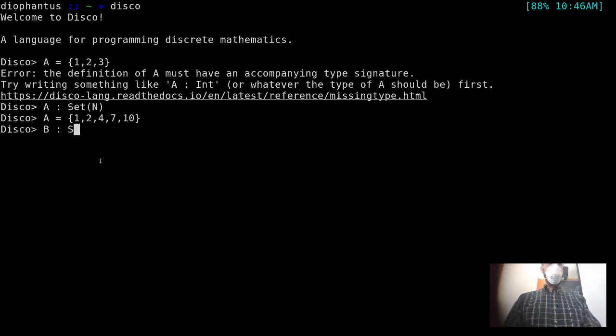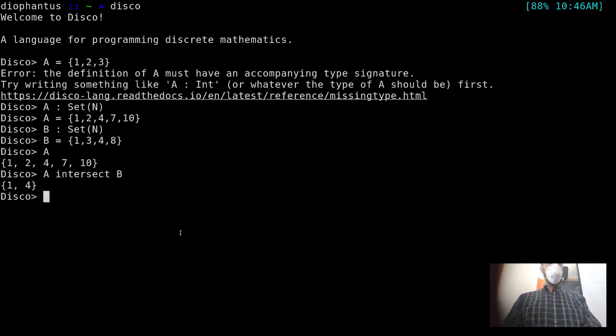Then I'm going to also make B as a set of natural numbers. B is 1, 3, 4, 8. Okay, so now I can just use A and B to represent those sets. I don't have to type them in every time. So the way you do an intersection, there's a couple ways. I can just type A intersect B like this, and that gives me their intersection.